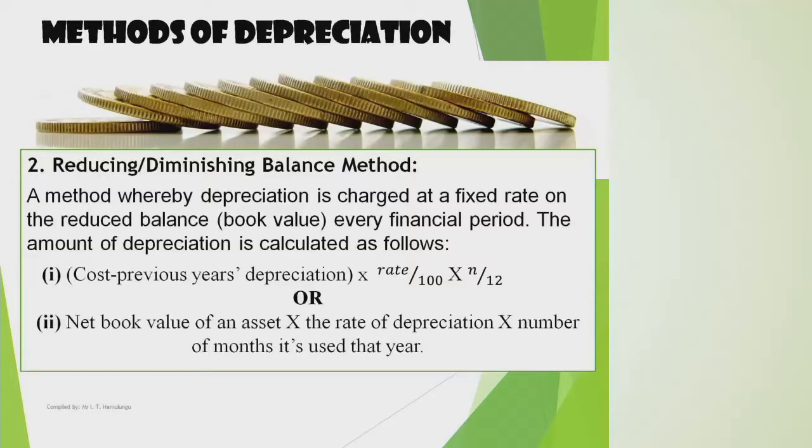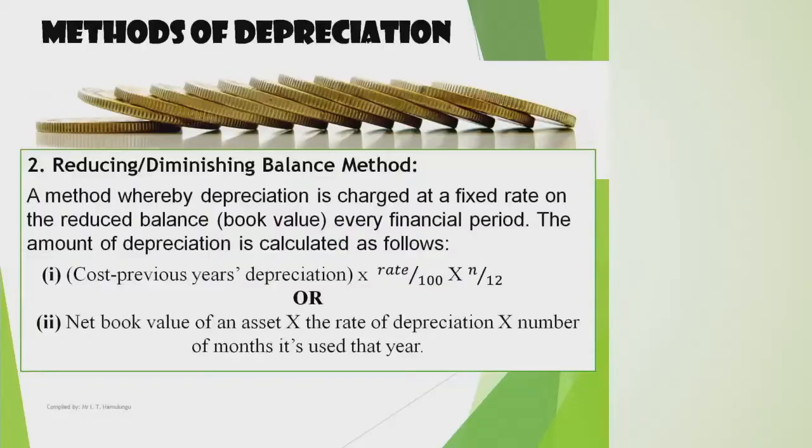Method 2 is the diminishing method. Cost minus previous years' depreciation, multiplied by the rate over 100, multiplied by n. N can be, if you're in the middle of the year, whereby the year hasn't ended, then you can say 6 out of 12 if you are in June, then you get the answer. If you are in May, how many months are remaining, then you can put 8 out of 12. Net book value of an asset multiplied by the rate of depreciation multiplied by the months it was used that year. So this is formula 2.